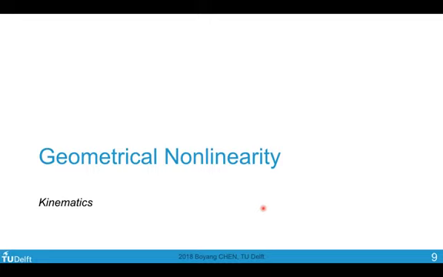Okay, in the second part of this lecture, we are going to talk about the geometrical nonlinearities. For the rest of this lecture, as well as the lecture for next week, we will focus on geometrical nonlinear finite element method, and we're going to present one of the theories behind this geometrical nonlinear FEM.